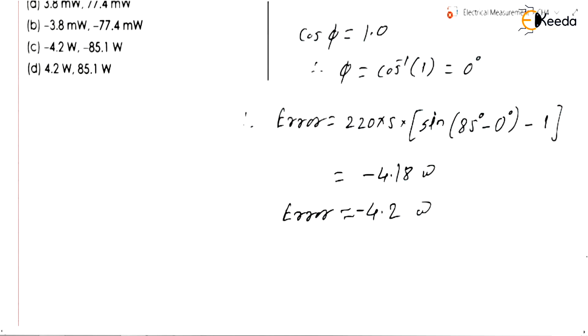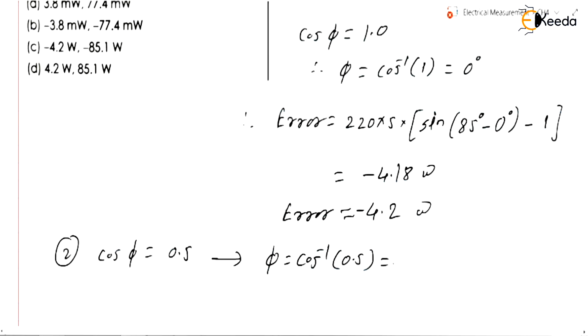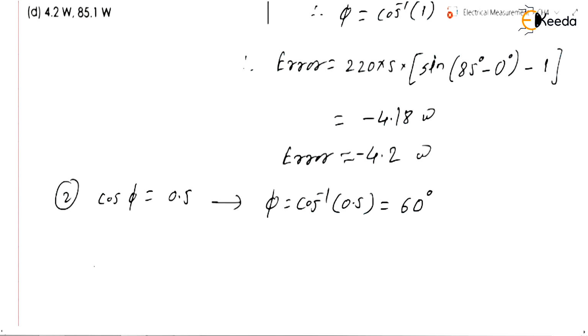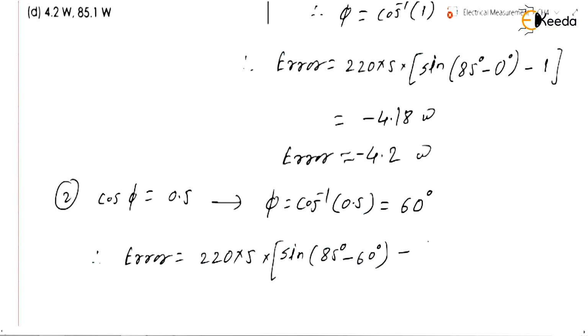Similarly for the second case we can find. For the second case we have cos phi equal to 0.5, so phi is equal to cos inverse of 0.5, which is equal to 60 degree. Now we can find the error is equal to V into I. V is 220, into I, which is phi into bracket sine of delta minus phi. So sine of delta, 85 degree, minus phi, 60 degree, minus cos phi, which here is 0.5.